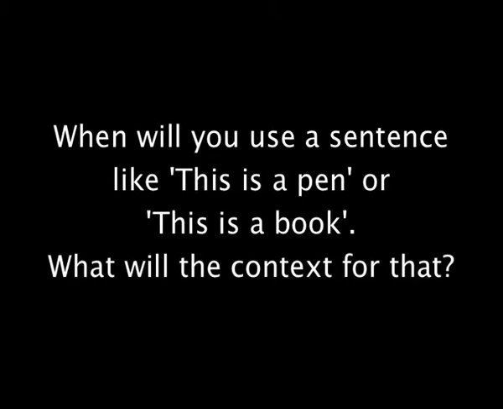The teacher shows any object, it could be a picture or a real object, and that picture or object triggers a number of ideas in their mind which have nothing to do with the idea said by the teacher. Problem number 2. When will you use a sentence like, "This is a pen" or "This is a book"? What will be the context for that? Did you get my question?